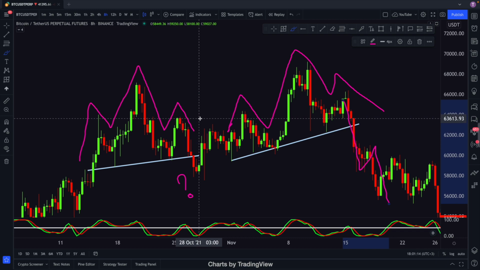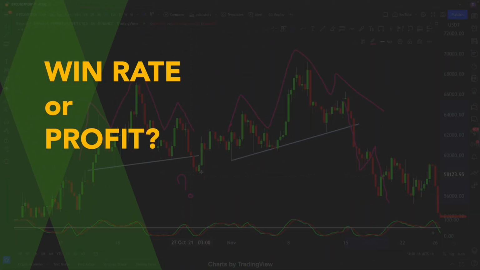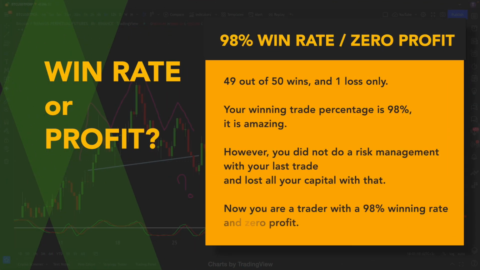We traders do not focus on win rates, we focus on risk management and profits. Imagine this, you keep having winning trades, 49 out of 50 wins, and one loss only. Your winning trade percentage is 98%, it's amazing. However, you did not do risk management with your last trade and lost all your capital with that. Now you are a trader with a 98% winning rate and zero profit.